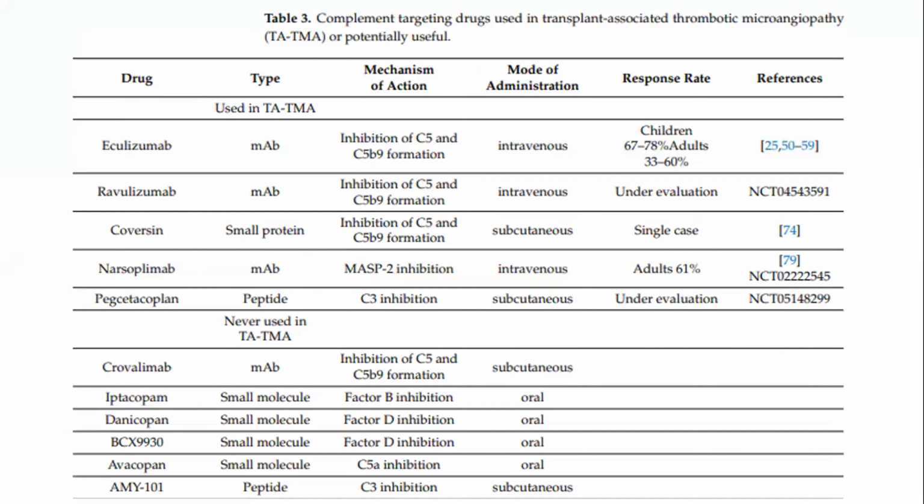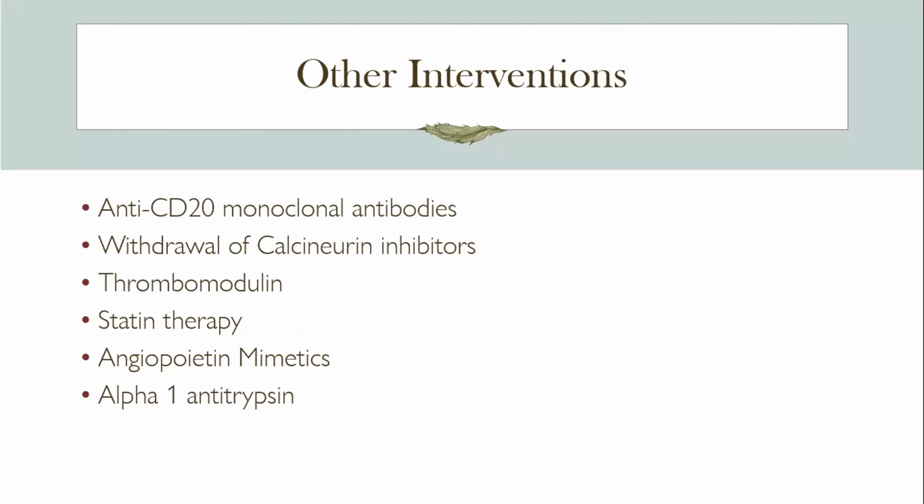This is a table that shows the different complement inhibitors and their response rates in TMA, where you can see eculizumab had a response rate of 67 to 78% in adults. Narsoplimab, 61% in adults. And these are more novel agents that probably will be available soon. Other interventions include anti-CD20 monoclonal antibodies such as rituximab, withdrawal of the calcineurin inhibitors, which is quite important, thrombomodulin, statin therapy, angiopoietin mimetics, and alpha-1 antitrypsin.